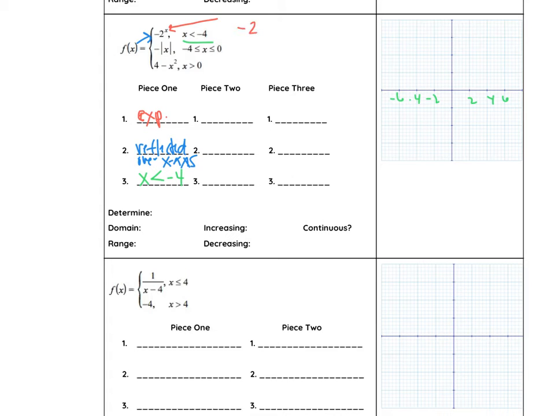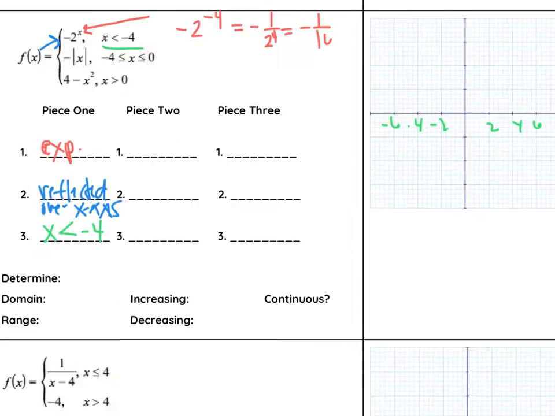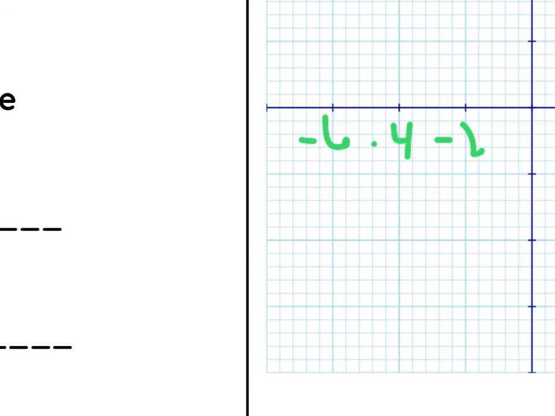So I'm going to do negative 2, and then I'm going to plug in negative 4. Negative 2, well, the negative's on the outside. So 2 to the negative 4th, remember that flips the fraction. So this ends up being negative 1 over 2 to the 4th. And that's negative 1/16. So this is a really small number. So just understand that at negative 4, our function is at negative 1/16, so very, very small.